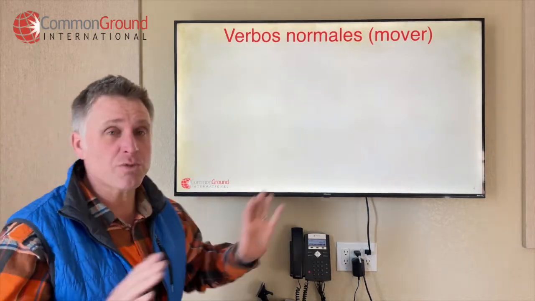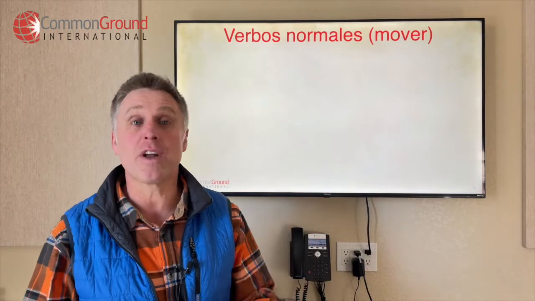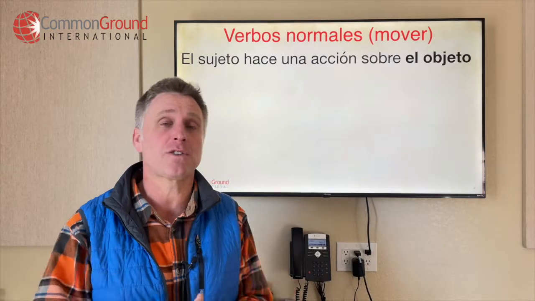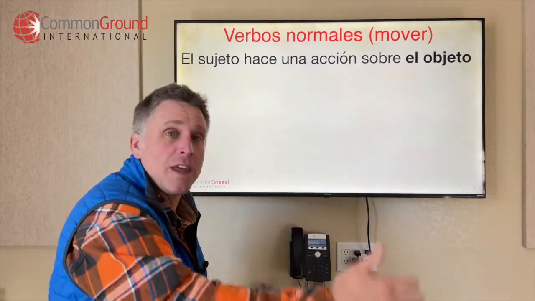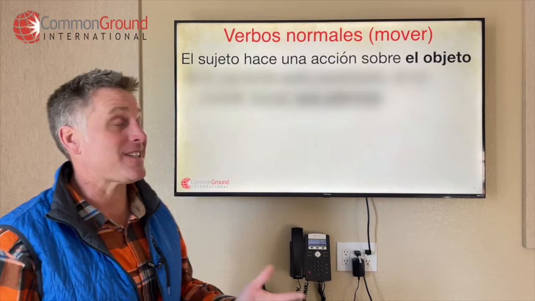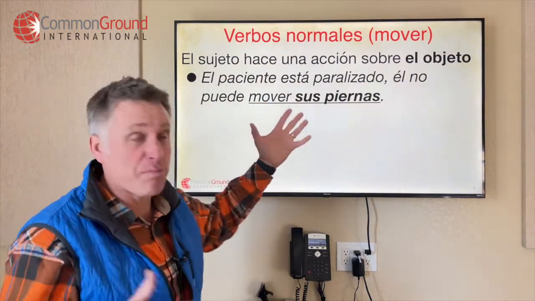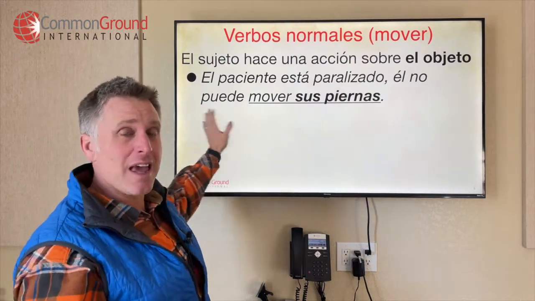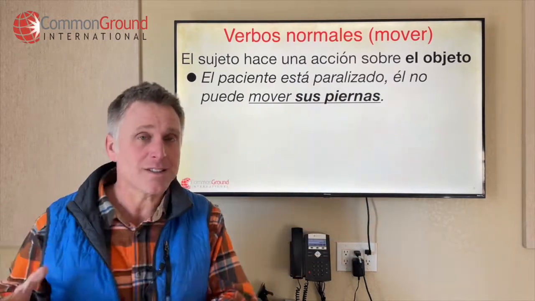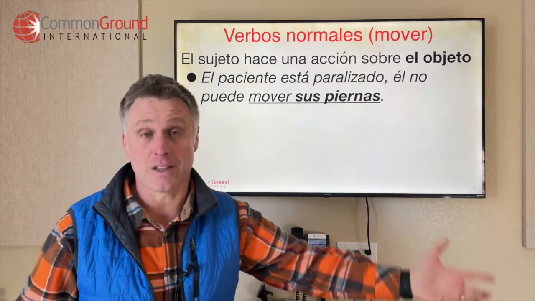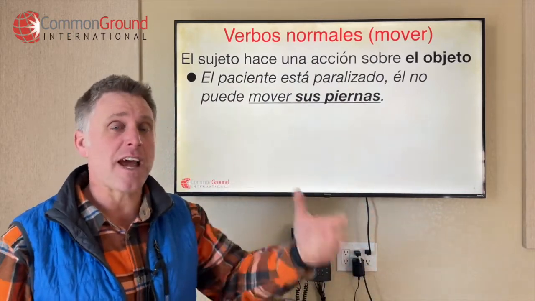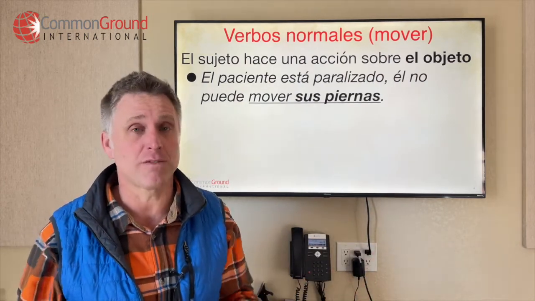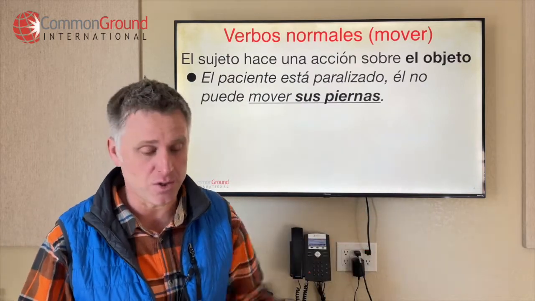Verbos normales, just with mover. Normal verbs, the verb mover, the verb to move. So, el sujeto hace una acción sobre el objeto. So the subject is doing an action to the object. Here are some examples. El paciente está paralizado. The patient is paralyzed. Él no puede mover sus piernas. So he can't move his legs. So he's the subject doing the moving to the legs. Okay? So the subject does an action to an object. That's basically what happens in verbs that aren't reflexive. The subject's doing the action to something else.